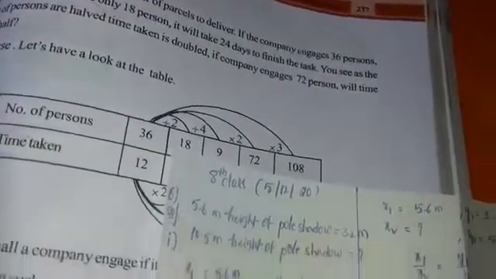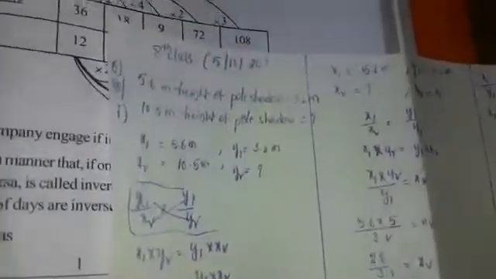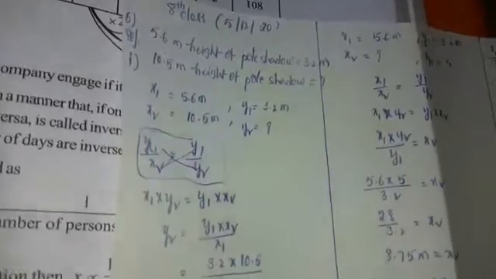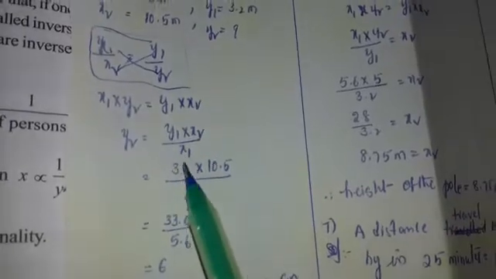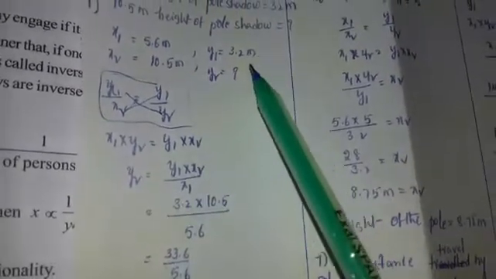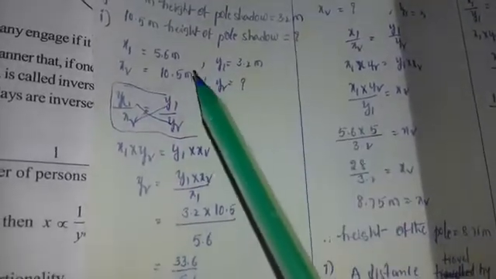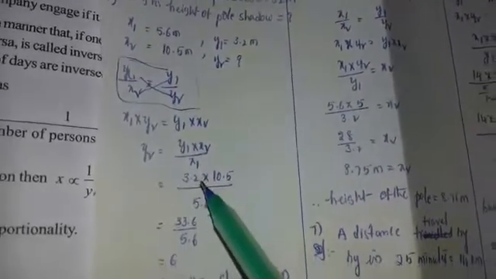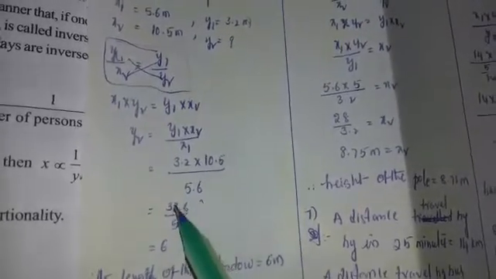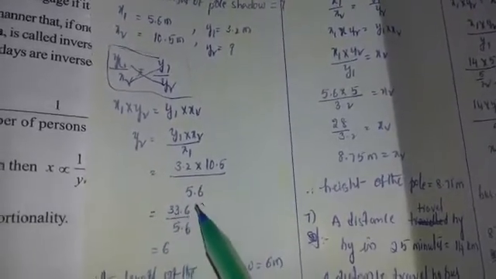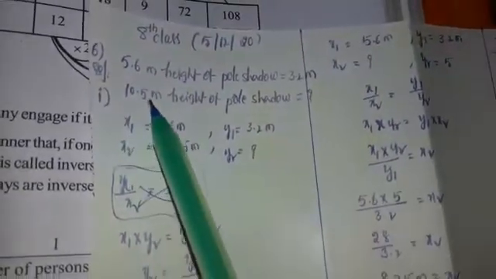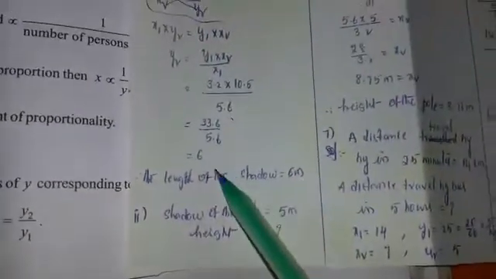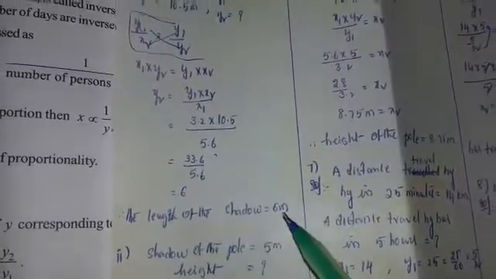Okay, see this one, it belongs to direct proportion. y2 is equal to y1 into x2 by x1. What is the y1 value? 3.2 into the x2 value 10.5 by the x1 value 5.6. So 3.2 into 10.5 is 33.6. Then 33.6 by 5.6 cancels exactly 6 times. So a 10.5 meter pole's shadow length is equal to 6 meters.